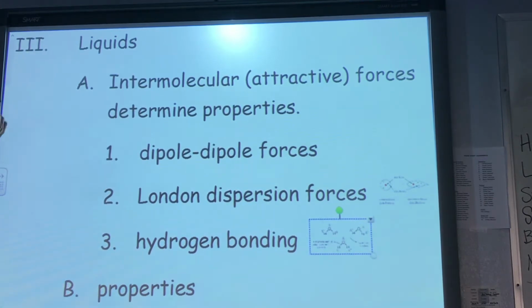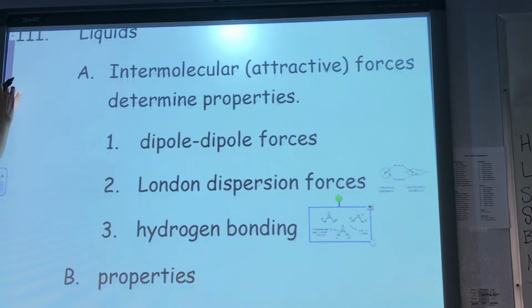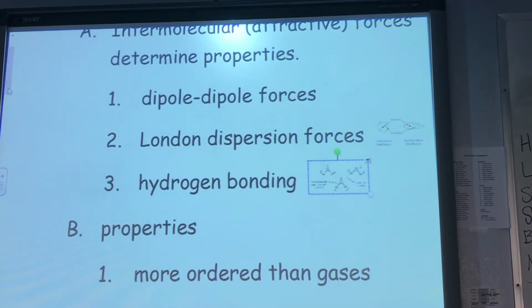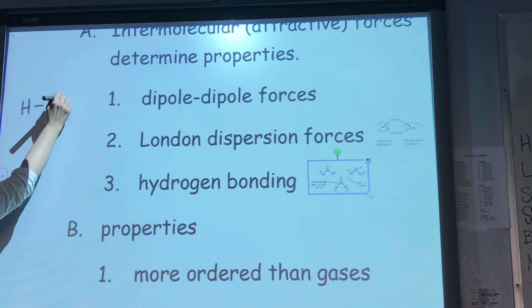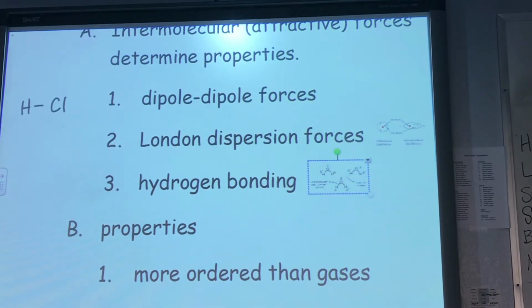First force are dipole-dipole forces. And those are really easily seen by hydrochloric acid. Hydrochloric acid or hydrogen chloride is a covalently bonded molecule of hydrogen and chlorine. And that's a covalent bond, but as you guys remember, this is a polar molecule. It's polar because chlorine is quite a bit more electronegative than hydrogen.